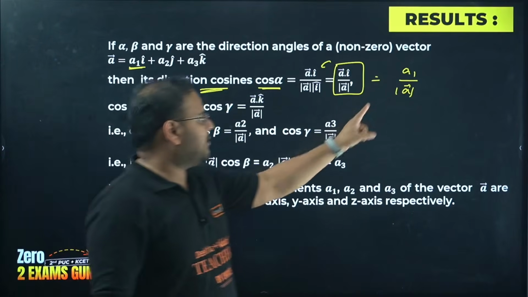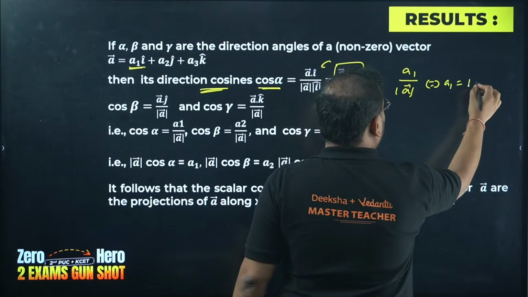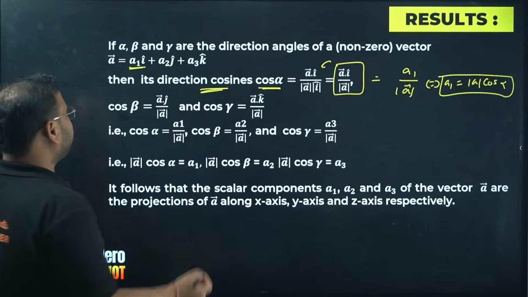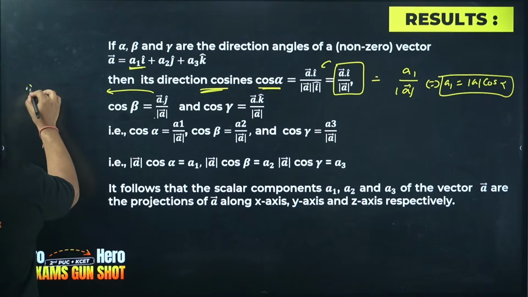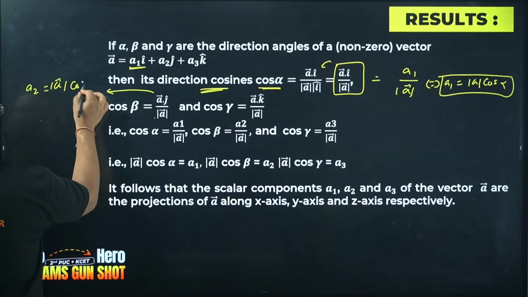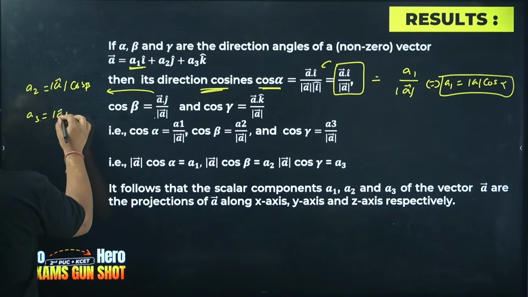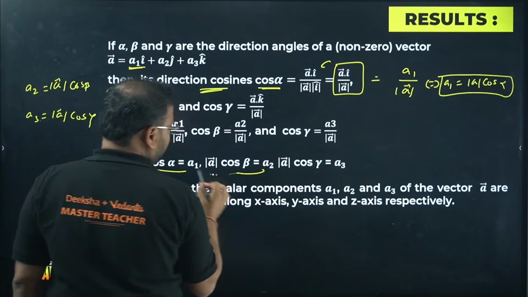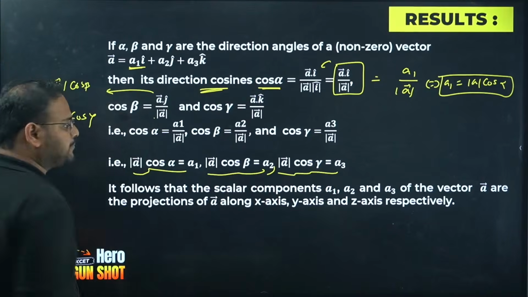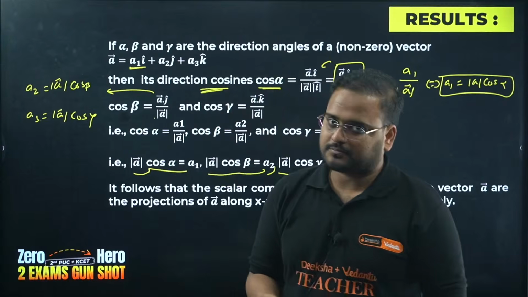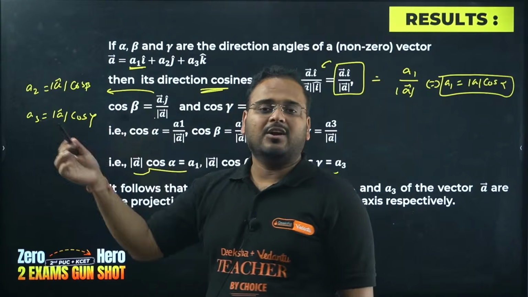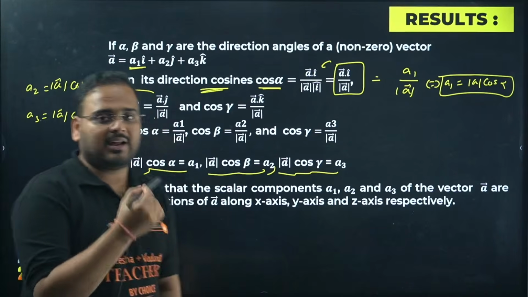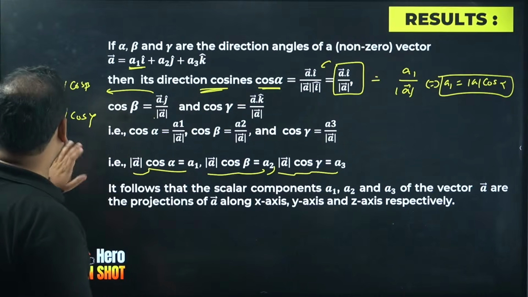So your A1 value, from here you cross-check, will be mod of A into cos alpha. Same way, A2 will be mod of A into cos beta, and A3 will be mod of A into cos gamma. Yeah, A1 is mod of A into cos alpha, A2 is mod of A into cos beta, A3 is mod of A into cos gamma. So basically the components of a vector can be written as simply the vector modulus times cos of the angle with the x, y, z axis for that particular component. We'll have a question like this, don't worry about it. I'll have a question like this in KCET. Let me show you right now.